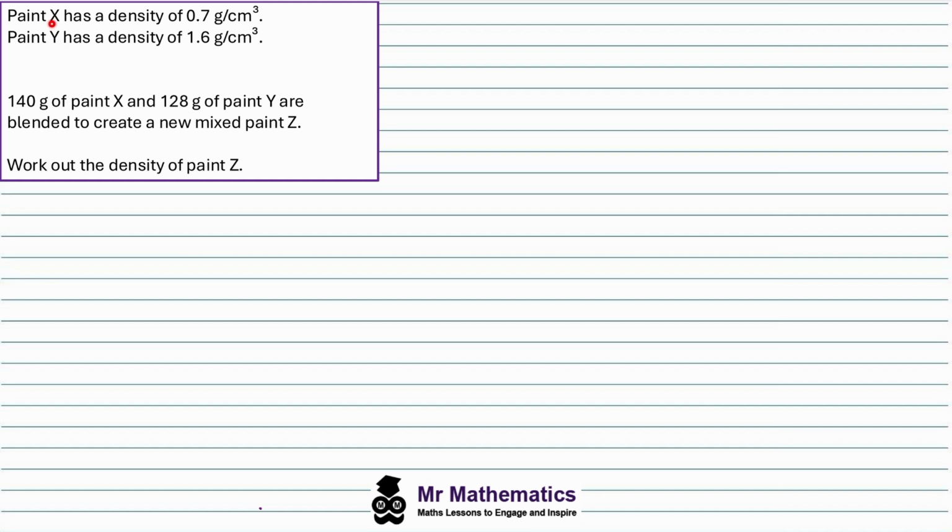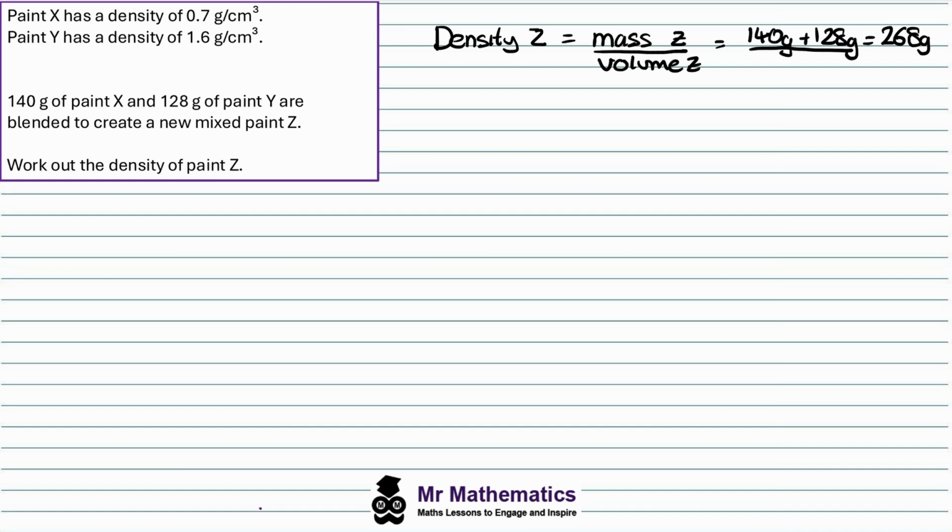So we have two paints, paint X and paint Y. Both the densities are given. We're told 140 grams of paint X is mixed with 128 grams of paint Y to create paint Z. We need to find the density of paint Z. So the density of paint Z will be its mass divided by its volume. We have the total mass of 140 grams plus the 128 grams of paint Y. So its total mass is 268 grams. So now we need to divide this by its total volume.